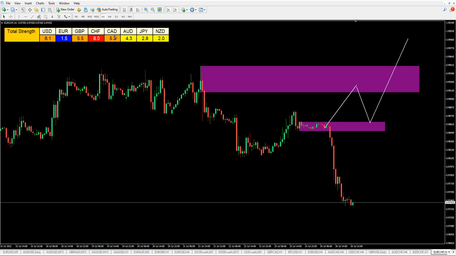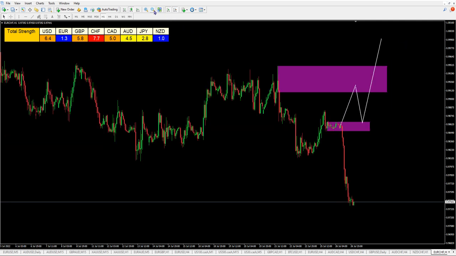But if the strength meter is telling us that the tables have turned with these two, then we probably would expect that this supply to eventually get broken and that new demand formed somewhere here would overpower the supply and continue upwards. So that's a precision strength meter, and just some tips and tricks of how to use it along with your other trading strategies and styles.